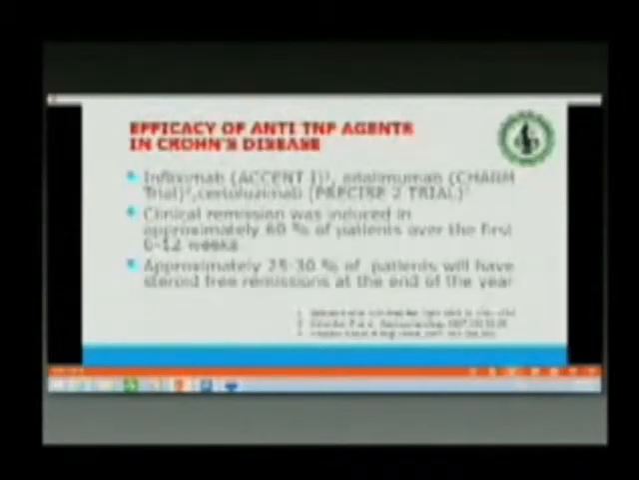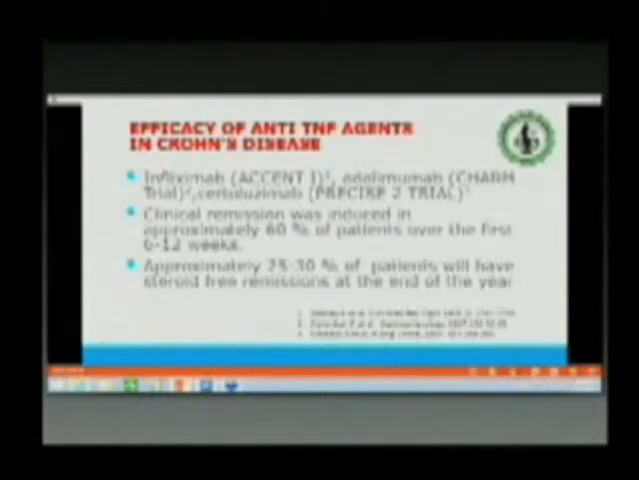Okay. In terms of comparing the efficacy of your anti-TNF agents in Crohn's disease, there are more similarities than disparities actually. Your ACCENT trials, which used infliximab, your CHARM studies, which used adalimumab, and PRECISE studies, which used certolizumab. What we see is that clinical remission is induced in approximately 60% of your patients over the first 6 to 12 weeks. However, only approximately 25 to 30% of the patients will have steroid-free remissions at the end of the year.